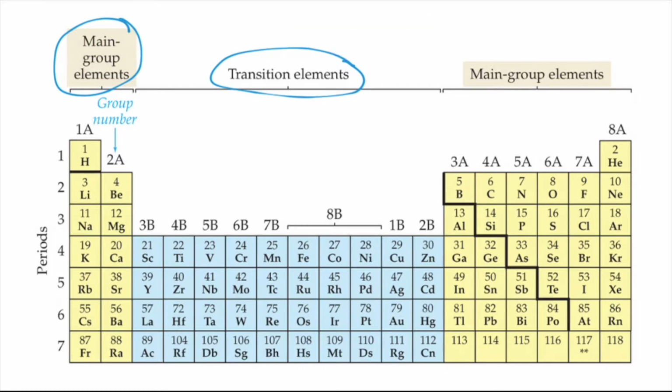Each row, 1 to 7 here, is called a period, while each column is called a family or a group number. So 1A, 2A, 3B, 3A, 4A, 8A are called group numbers. Usually elements that have the same group number have similar properties, and some of them have a group name, which I'm going to talk about in a bit.